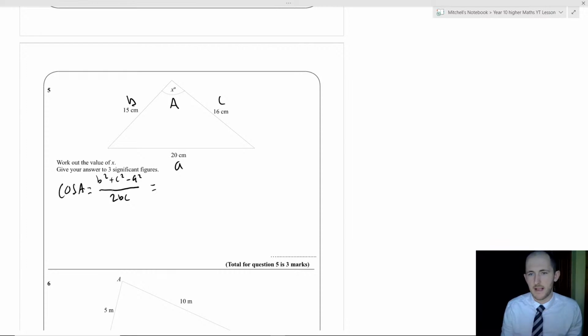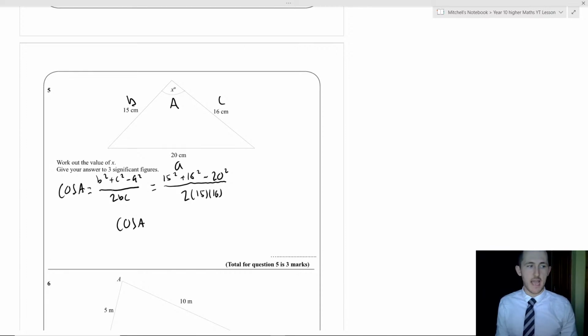So again, let's sub our values in. So we have 15 squared. And it does matter which one goes first, right? Because we want to make sure we're subtracting A. We have to subtract A. Otherwise, we're going to get something hideously wrong. Then 2, 15, and 16. Okay? Now, bear in mind, this gives me cos A. It doesn't give me A, which is the angle. Cos A is not the angle.